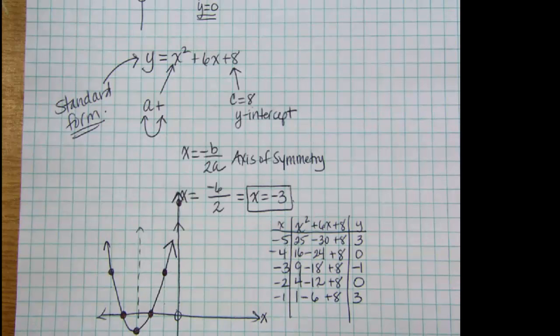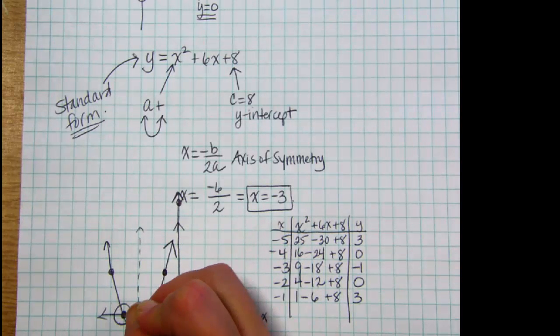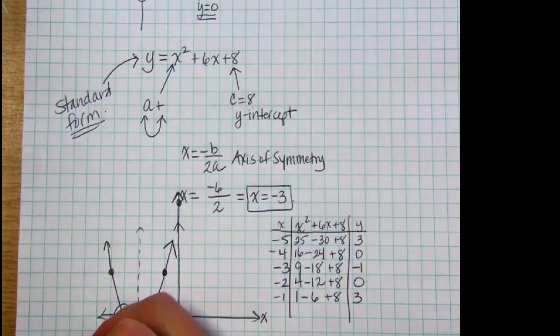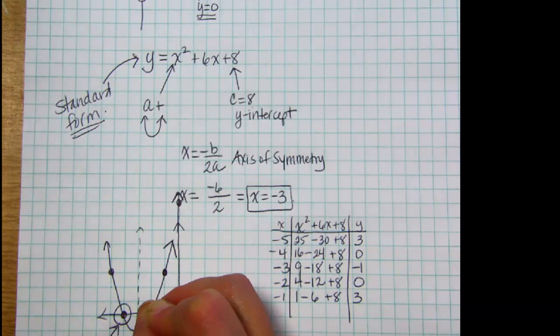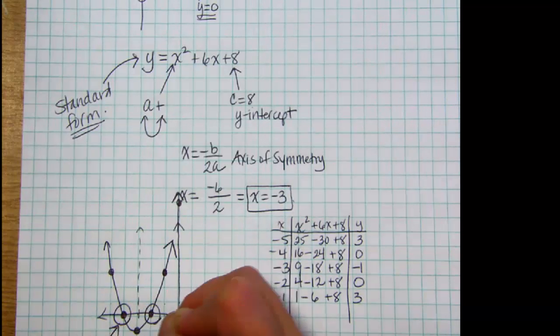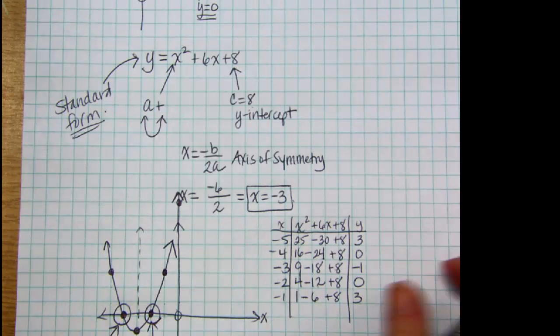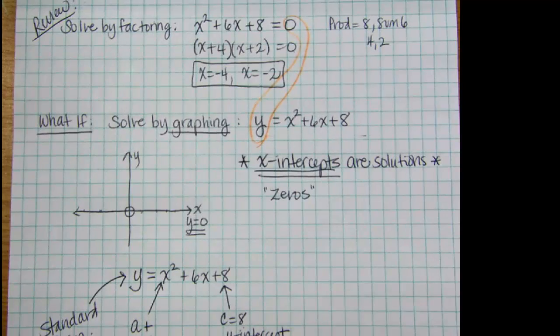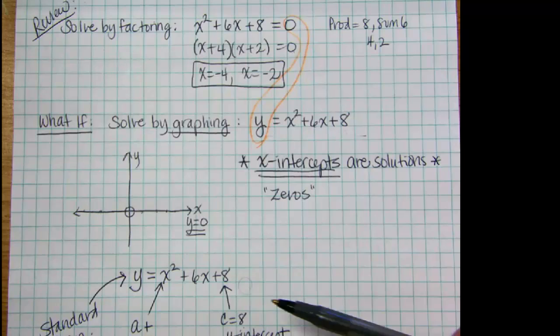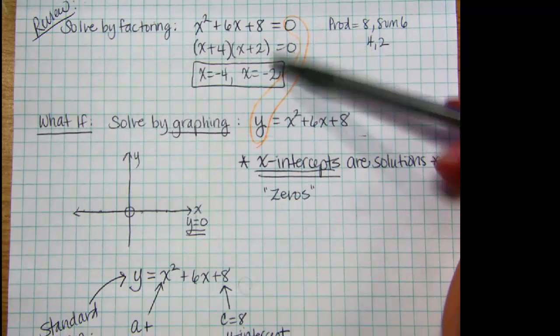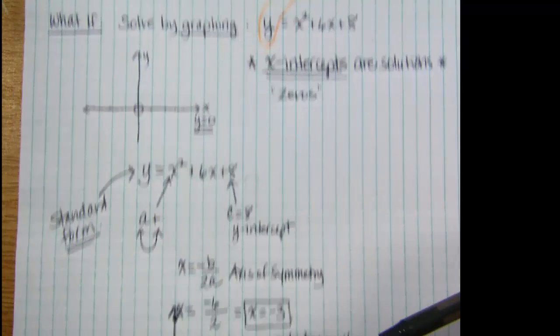And since we're solving by graphing, we can say, oh, there are my solutions, the x-intercepts. X is negative 4, and x is negative 2, which is exactly what we got when we solved by factoring. So if you're given a choice, solve by factoring.